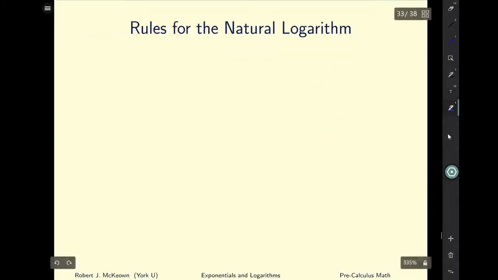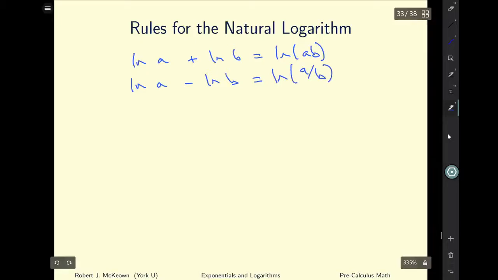Rules for the natural logarithm are just like the rules for any of the logs we saw earlier. So if we have the natural logarithm of a plus the natural logarithm of b, that's like the natural logarithm of a times b. And if we had the natural logarithm of a minus the natural logarithm of b, that would just be like the natural logarithm of a over b. If we wanted to take the natural logarithm of x to the power of a, that would be equal to a log x.